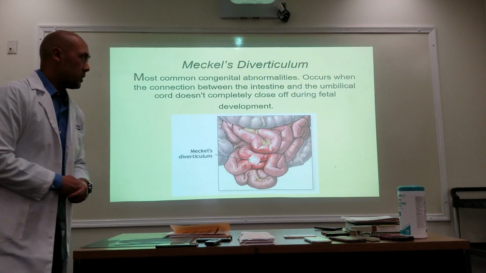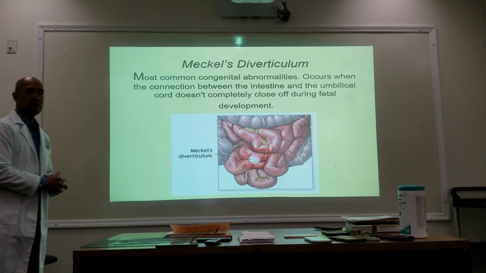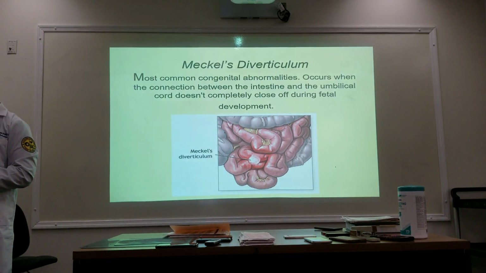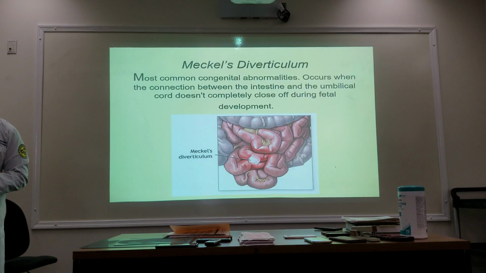Okay, so Meckel's diverticulum is the most common congenital abnormality. It occurs when the connection between the intestine of the baby and the umbilical cord doesn't completely close. Okay, so that's your Meckel's.